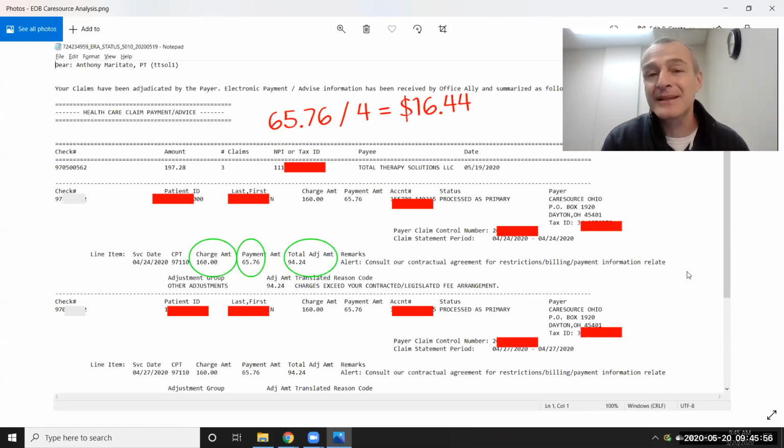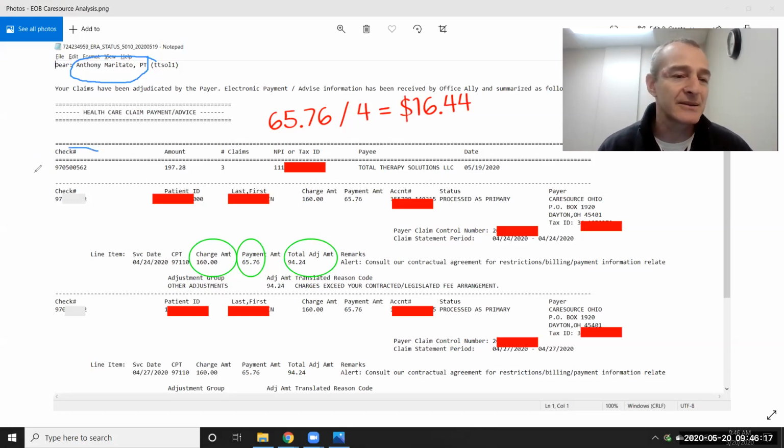So obviously, this being a Medicaid plan, reimbursement's going to be lower than Medicare, lower than other third-party payers. But let's take a look at this. Let's break down some numbers so we can really see what's going on. So across the top here, certainly you see myself as the rendering provider.